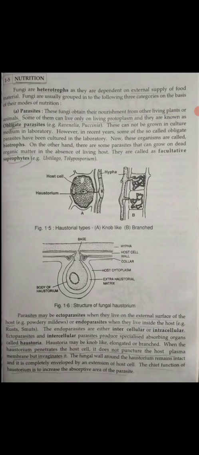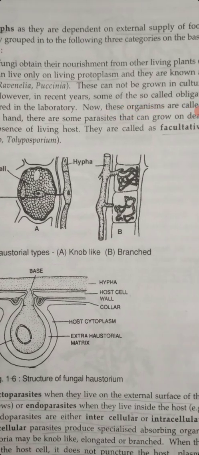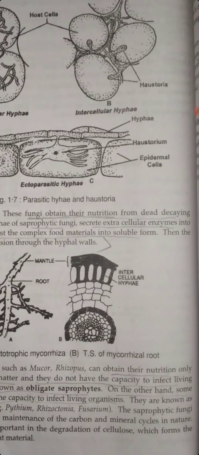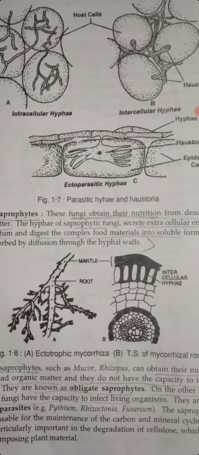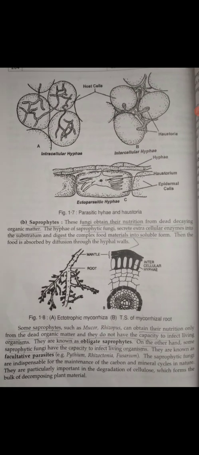In the previous class we saw facultative saprophytes, which live on dead and decaying organic matter, whereas facultative parasites have the capacity to infect living organisms. You have to observe this difference, and you should not write facultative parasites for facultative saprophytes. The difference you have to observe here.